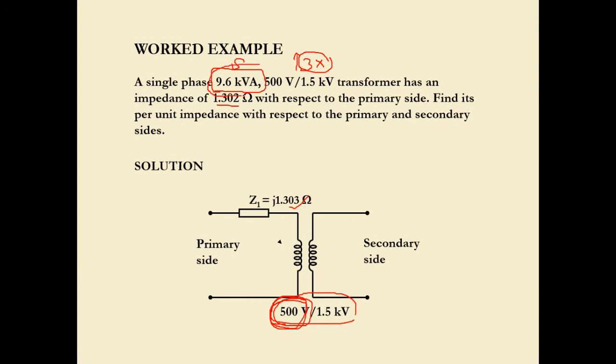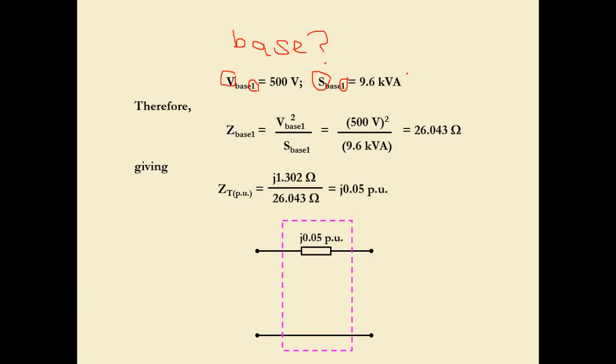This is the S value, so we pick this value as the S base 1. Therefore Z base 1 is equal to V base 1 squared over S base 1. Substitute the value and we get 69.444 ohm for Z base 1. So giving Z_T pu, remember this is the actual Z, the transformer impedance, divided by Z base 1.